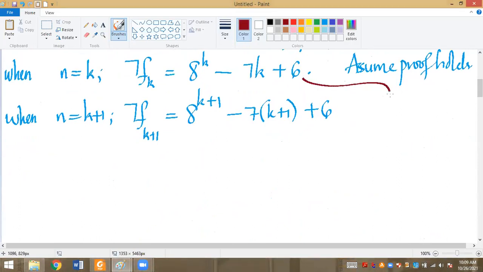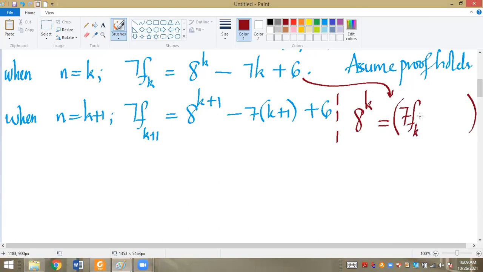Now, from that assumption stage, I want us to make the index statement the subject. 8 power k is what in terms of the other terms? When you make it the subject, what do you get? It's 7 f k plus 7k minus 6. Thank you. Now come to our expression in k plus 1.